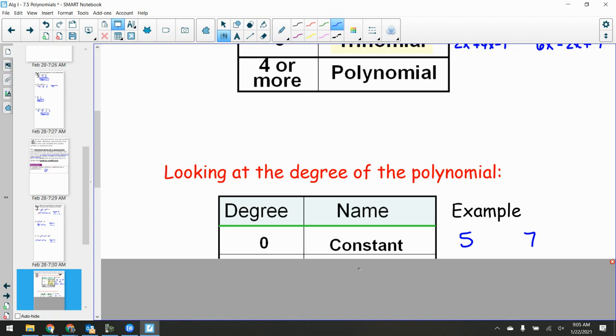And actually, when we graph it, that's kind of right. When we graph it, it does turn out to be a horizontal line. Like y equals 5, horizontal line. y equals 7, horizontal line.